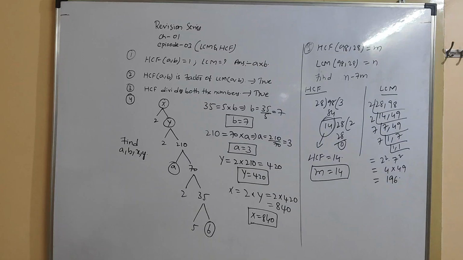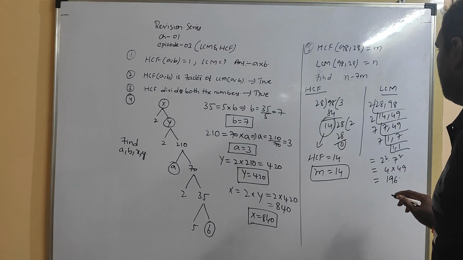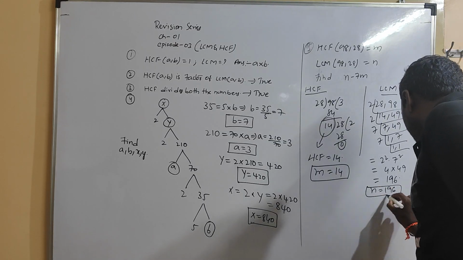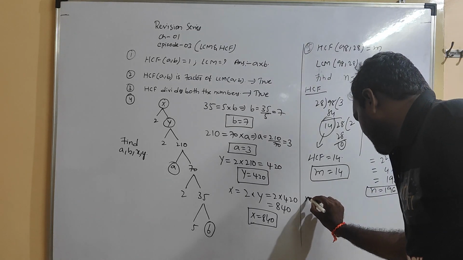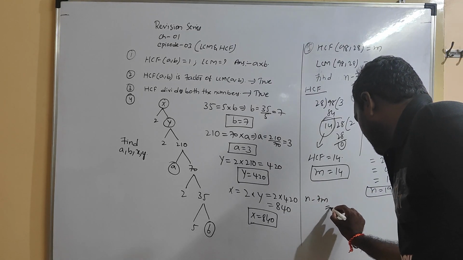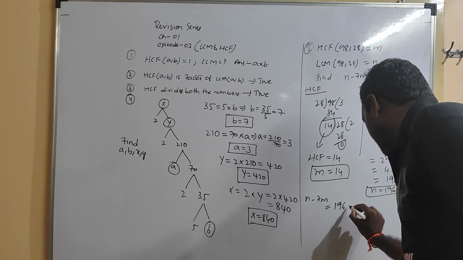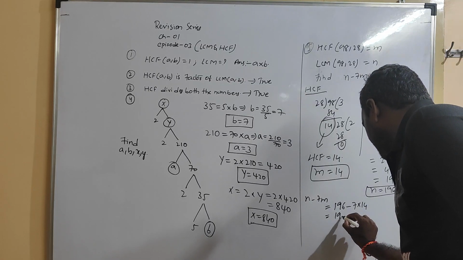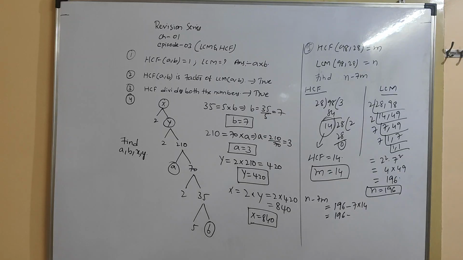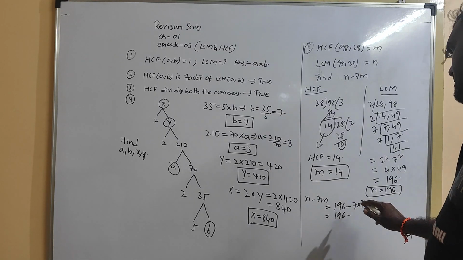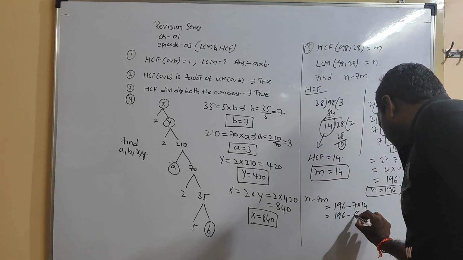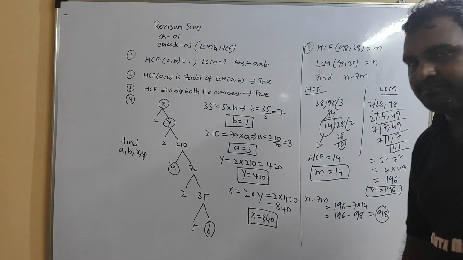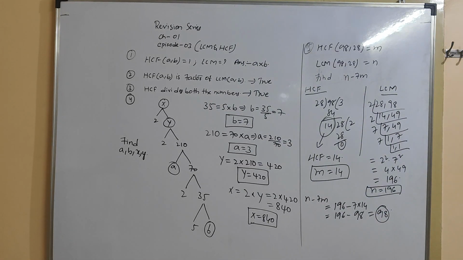LCM is N. So N is equal to 196. And now see what they are asking: N minus 7M. N is 196, minus 7 into 14. 7 times 14 is 70 plus 28, so 98. 196 minus 98 is 98. This has to be our answer. 98 has to be our answer.